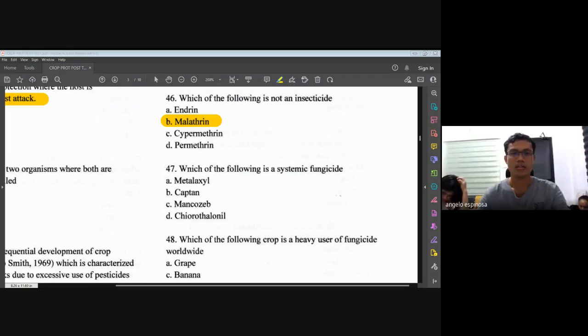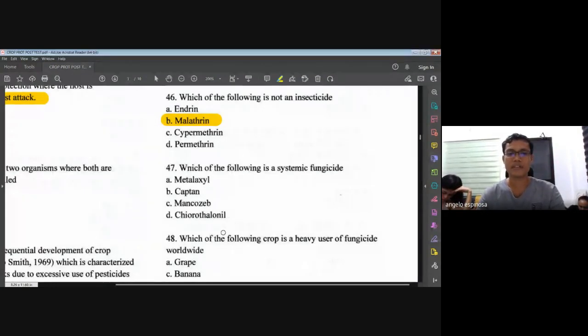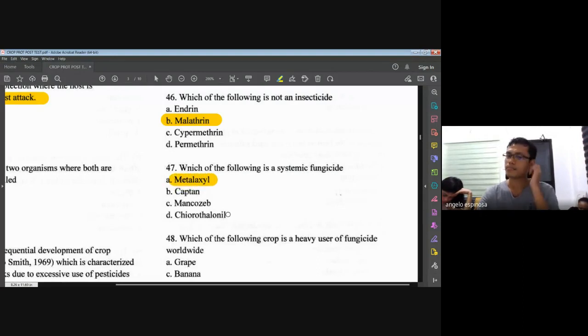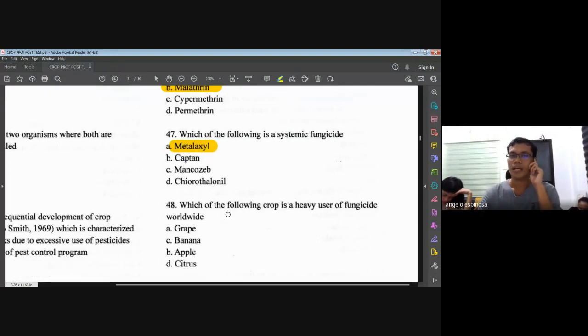So among the choices given, malathrin is the odd one because it is a man-made organic organophosphate chemical component. So the correct answer there is letter B, the odd one among the choices. Number 47, which of the following is a systemic fungicide? The correct answer is letter A, that is metalaxyl.